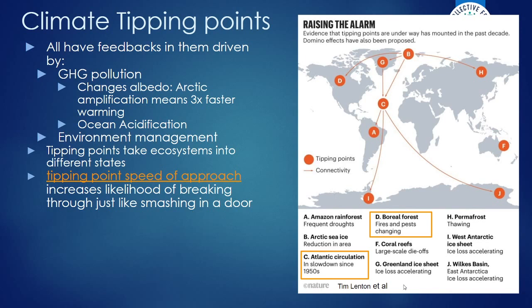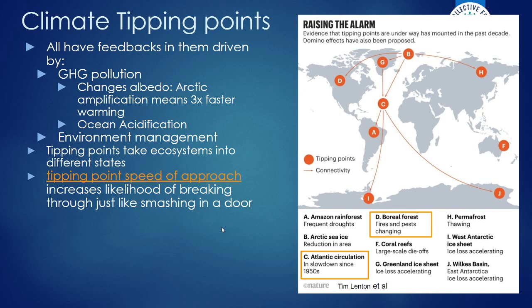And Tim Lenton, who is a professor at the university that I studied at, studies these tipping points and published this paper, but he also studies other tipping points. There are tipping points that go back in the other direction. But one of the things that is known as well is the speed at which we approach these tipping points makes it more likely that we will go through them, or we can go through them earlier. So it's a bit like running at a door to kick it down rather than pushing on it really hard.